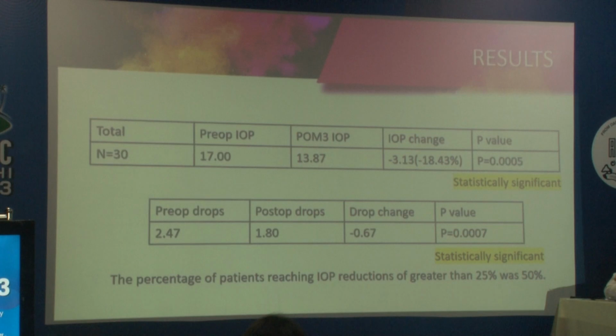So at the end of 3 months, we saw an IOP reduction of 18.43%. The pre-op IOP was 17, post-operative month 3 IOP was 13.87, and this reduction was statistically significant. The pre-op number of drops was 2.47.